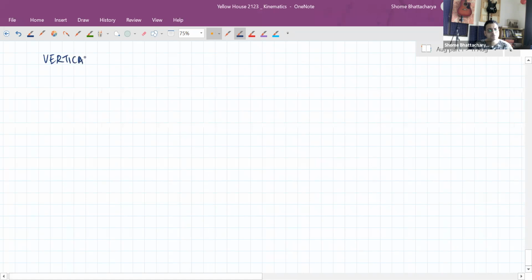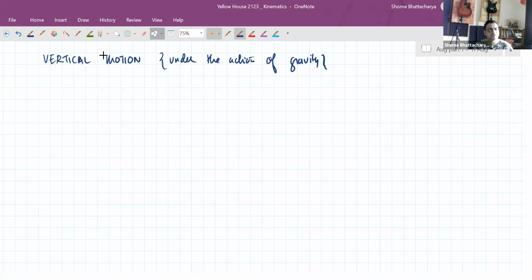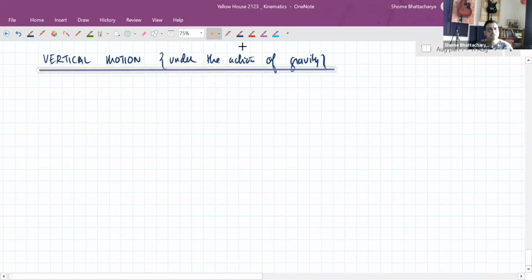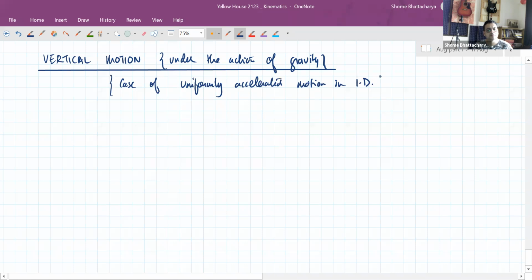vertical motion under the action of gravity. So we're treating it as a separate thing, but it's basically just a case of uniformly accelerated straight line motion, motion in one dimension. Just a case of that.